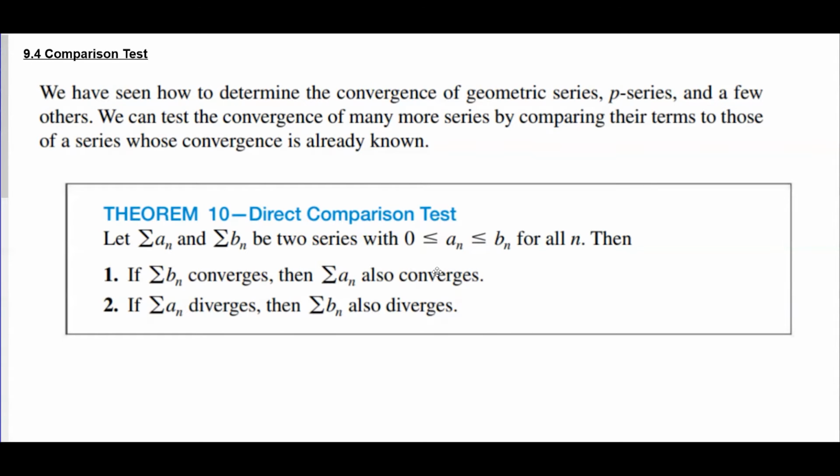But then also if the one in between, the one in the middle, diverges, if it blows up to infinity, then the one on the outside, the sum of b sub n, should also diverge. So if the one on the outside converges, then the one on the inside has to converge. If the one on the inside diverges, then the one on the outside also has to diverge.